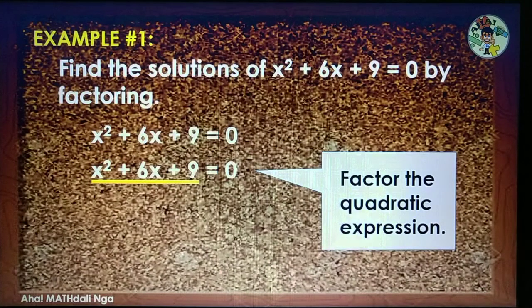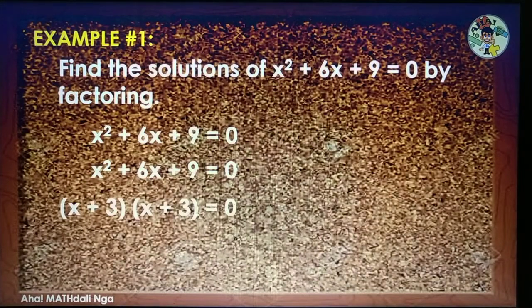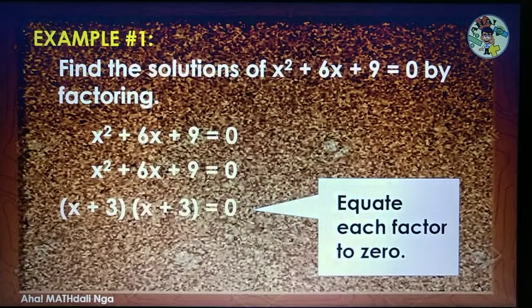Factor the quadratic expression. x squared plus 6x plus 9 is a perfect square trinomial. So the factors of this trinomial are x plus 3 times x plus 3, or the square of x plus 3. Next step, equate each factor to 0. To do that, we have x plus 3 is equal to 0. Another x plus 3 is equal to 0.